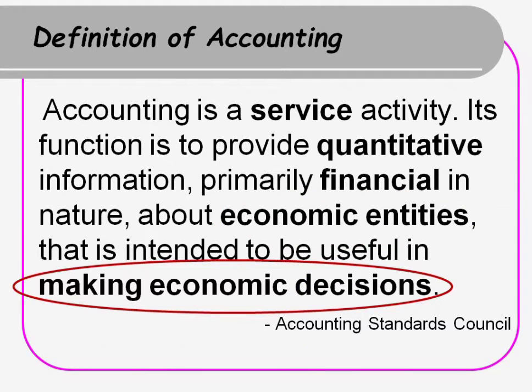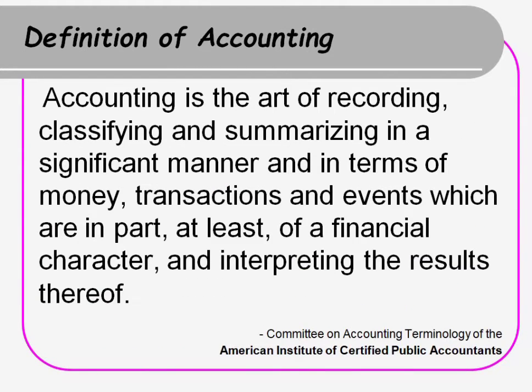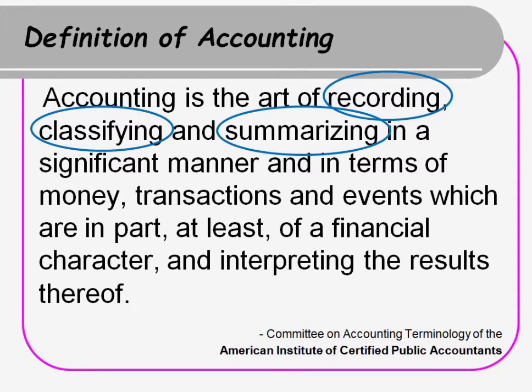Another definition of accounting came from the Committee on Accounting Terminology of the American Institute of Certified Public Accountants. Here are mentioned the 4 phases of the accounting process. Accounting is the art of recording, which is the first phase, classifying, the second phase, and summarizing, the third phase. In a significant manner and in terms of money. Remember the financial in nature thing we encountered a while ago in the first definition of accounting I discussed?